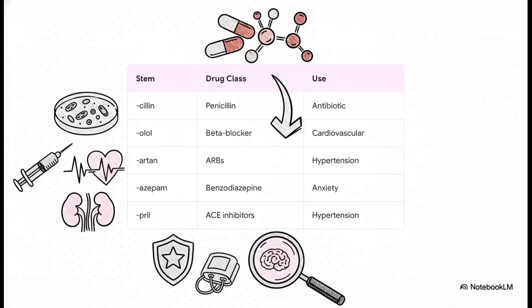The secret is in the ending, the suffix. The generic names of drugs in the same class almost always share a common stem. So you see a drug ending in "cillin," you know it's a penicillin antibiotic. If it ends in "olol," you know it's a beta blocker for the heart. Ends in "azepam," that's a benzodiazepine for anxiety. Seriously, this simple trick is like having a pharmacology superpower. It lets you identify a drug's class and what it does instantly.